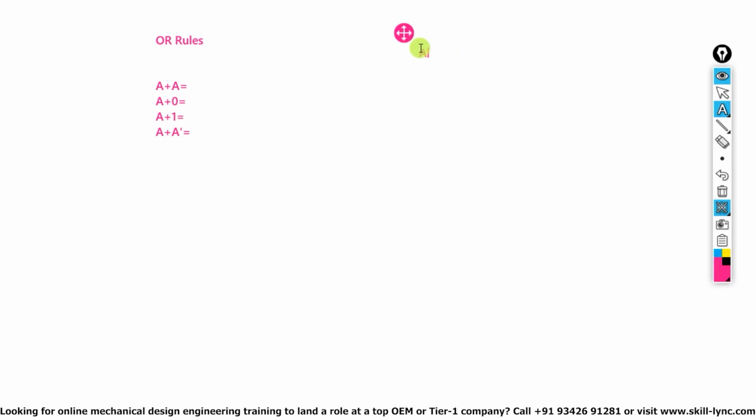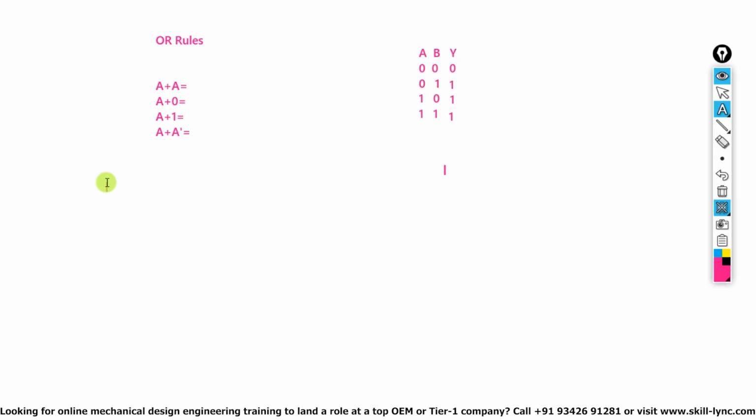Again, take A and B: 0 0, 0 1, 1 0, 1 1. We are taking the 4 possible combinations of A and B. So we know that 0 plus 0 is 0, 0 plus 1 is 1, 1 plus 0 is 1, 1 plus 1 is 1.